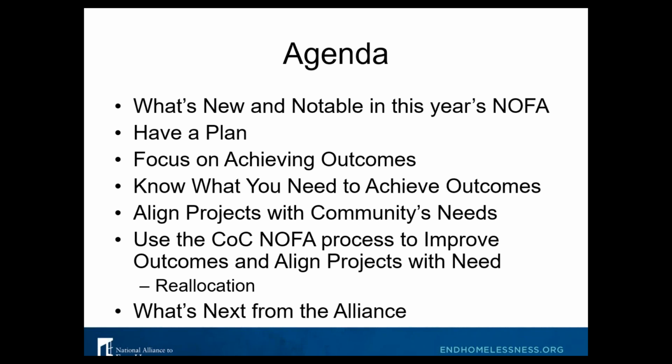So in today's webinar, we're going to talk a little bit about what's new and notable in this year's NOFA, and we're going to briefly touch on some other priorities that are different this year than last year. Then we're going to zoom out and look at the bigger picture, and talk about how to figure out what your community needs to end homelessness and how to use the NOFA process to achieve that. We will provide an overview of the new project component, the Transitional Housing Rapid Rehousing, or TH-RRH, and how to use it strategically, and how to figure out if you really need it. We're also going to talk about what to expect from the Alliance during the competition.